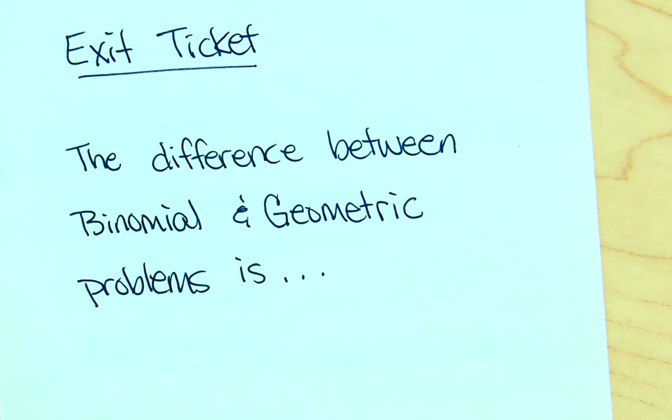Exit tickets. Tell me the difference. I said this about 4 times, I think, at least today. What's the difference between binomial and geometric? How do you know which problem is which when you read through it? Is it a fixed number of trials, or you go until we get a success? Which is which?